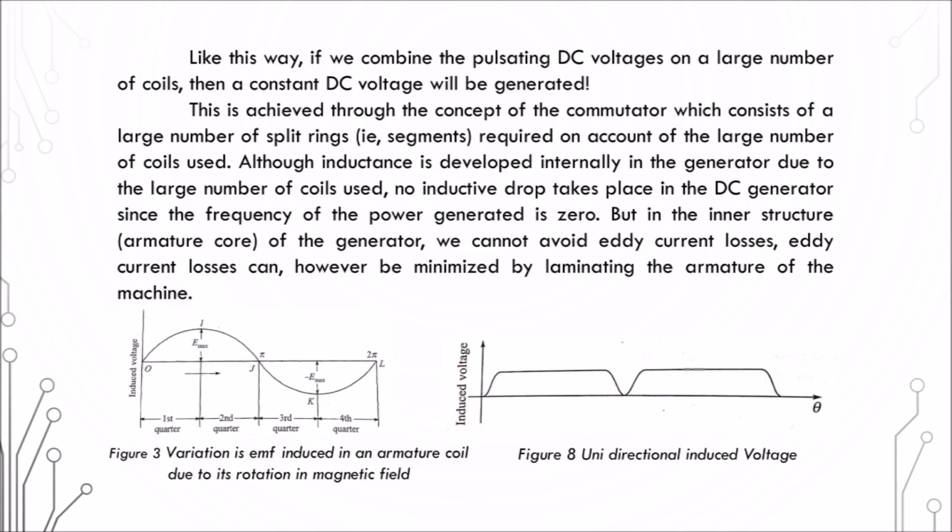But in the inner structure, that is the armature core of the generator, we cannot avoid eddy current losses. Eddy current losses can, however, be minimized by laminating the armature of the machine.